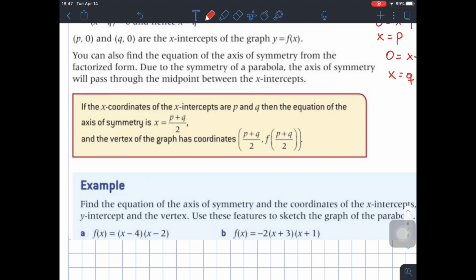And the vertex of the graph, remember, this is the equation of the axis of symmetry, and at the same time, it's the x-coordinate of the vertex. So in order to find the y-coordinate of the vertex, we just need to plug in this value of x into our function, and we would get the y-coordinate, just as we did with the general form of the quadratic equation. So this is how we calculate the axis of symmetry. This is how we calculate the vertex.